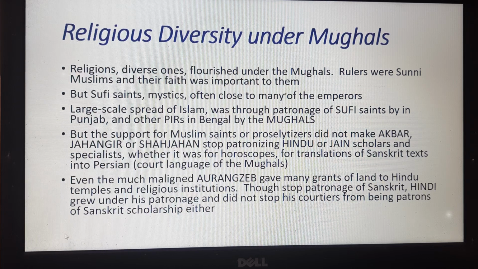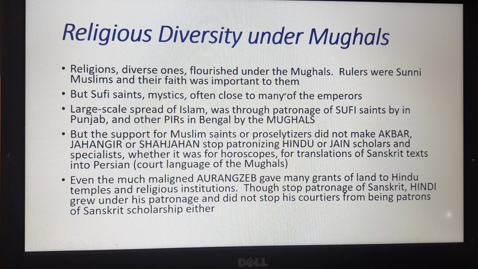Large scale spread of Islam was through the patronage of Sufi saints in Punjab, and the peers in Bengal, by the Mughals. So today also you can see that many peers are there in India, where people go and visit, and they were getting people involved in the Islamic religion, and they wanted them to get converted.